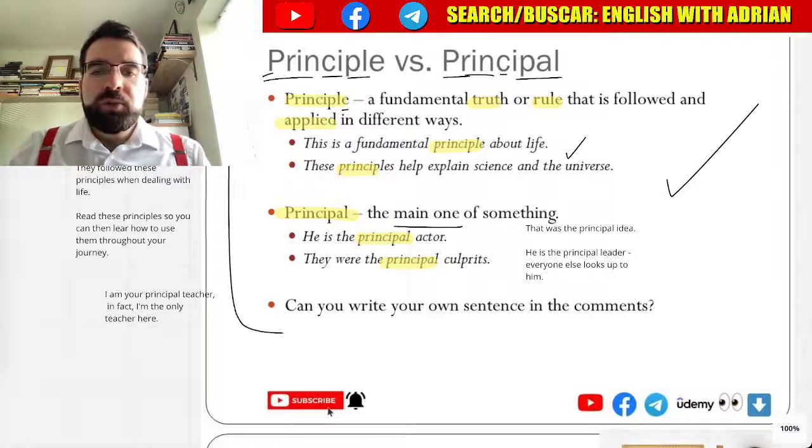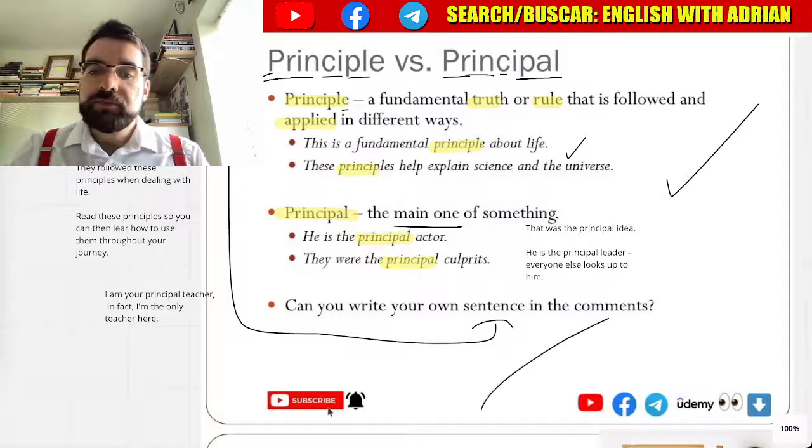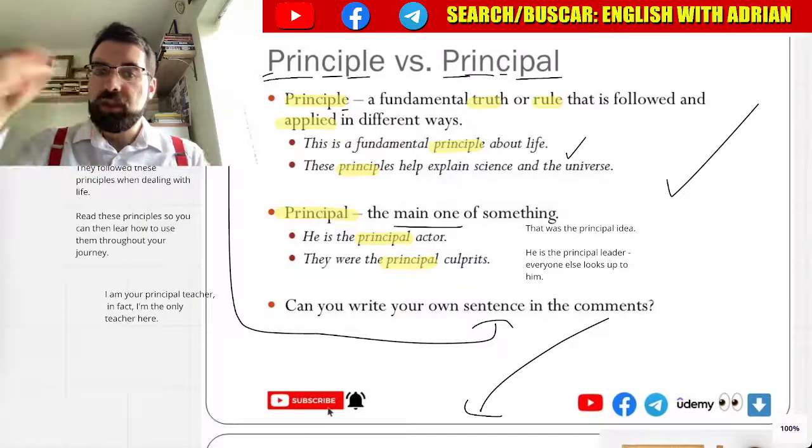So, can you use principle and principal in a sentence? Can you write them in the comments below?